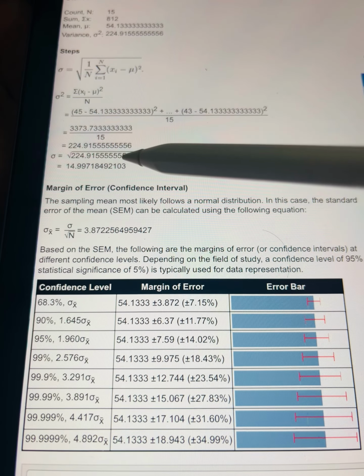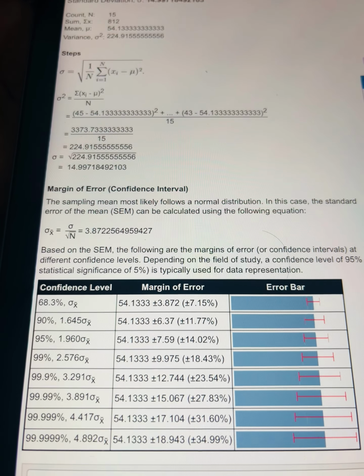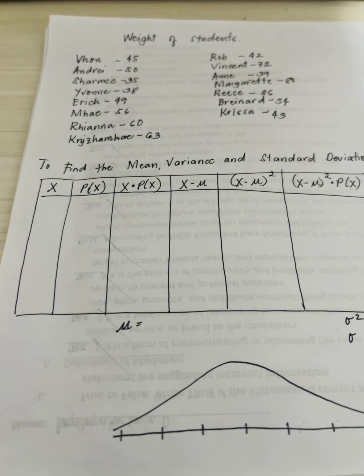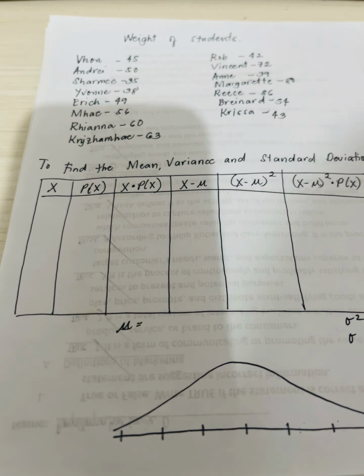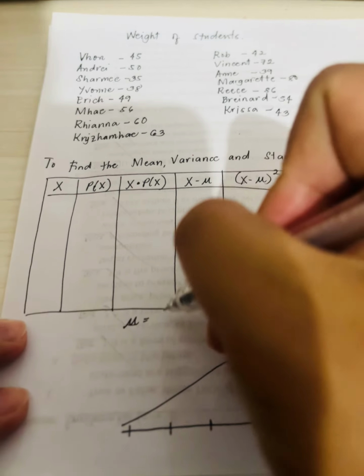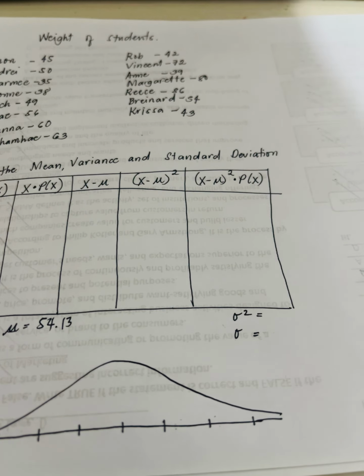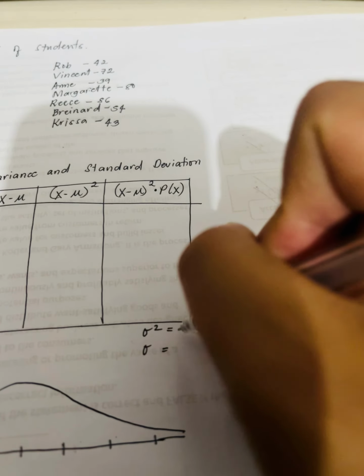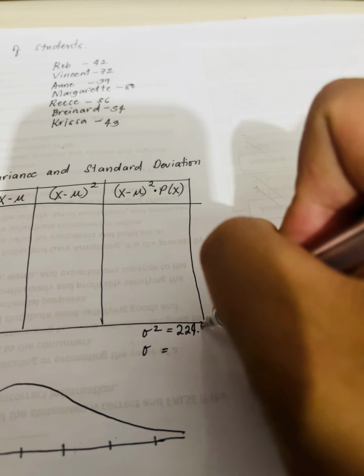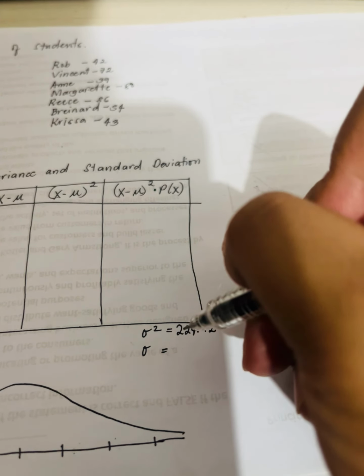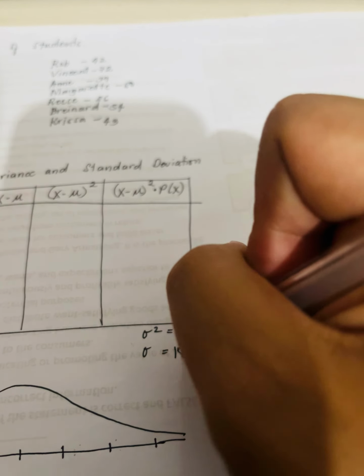So 14.997 is 15. So we have an exact standard deviation. Let's write our mean, variance, and standard deviation. Again, our mean is 54.13. Our variance is 224.92, and our standard deviation is exactly 15.